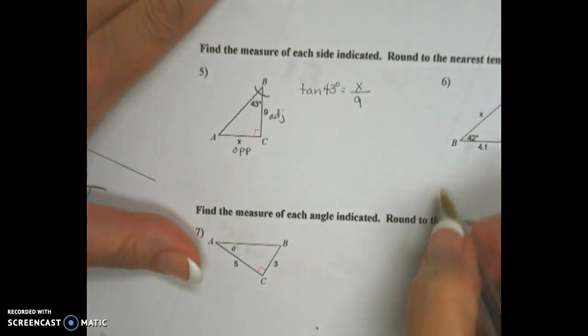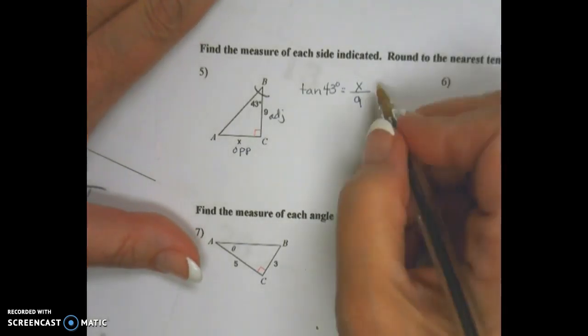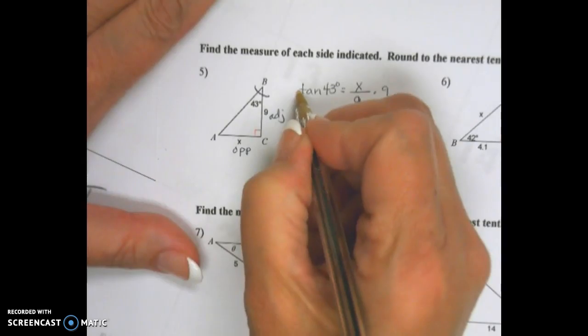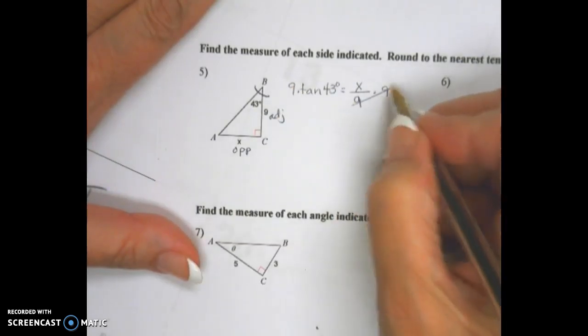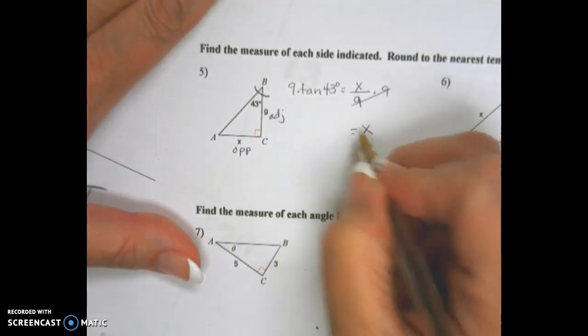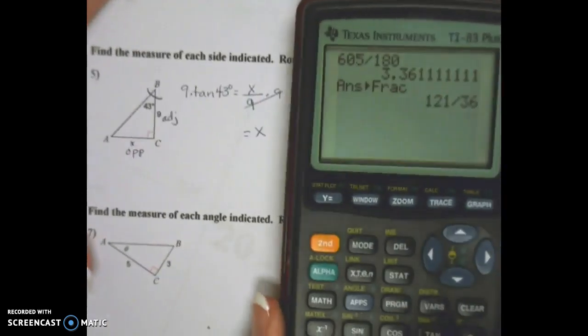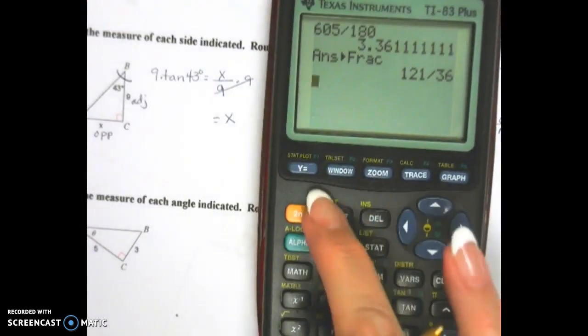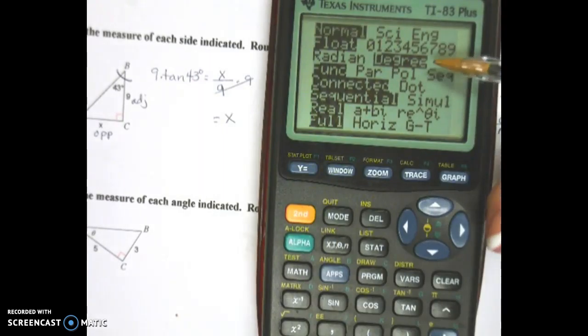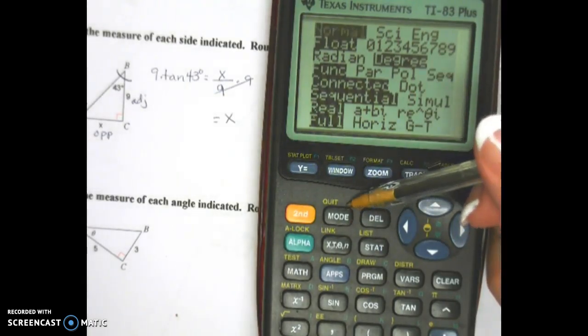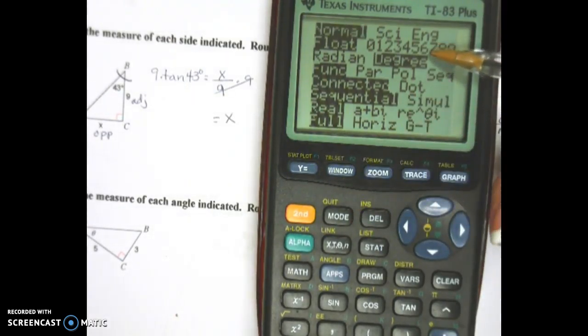My goal is to get x by itself, so I'm going to multiply both sides by 9, and I'll cancel my 9. Now, when you go to type this in your calculator, please go to Mode and make sure that degrees is highlighted. If it is not, your answer will be wrong. Again, go to Mode and make sure that degree is highlighted.